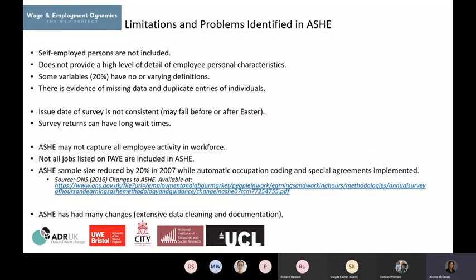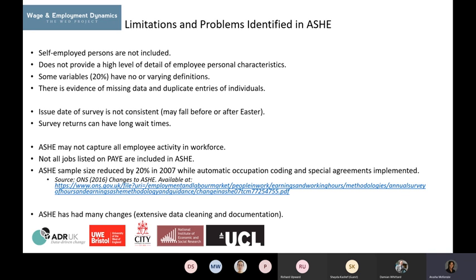We know that there are limitations and issues with ASHE that do need to be identified and addressed. So, for instance, we know that the jobs are taken from PAYE data, and it doesn't include all occupations, and it also does not include self-employed persons within the UK. It also does not track all employee activity that happens within the workforce.